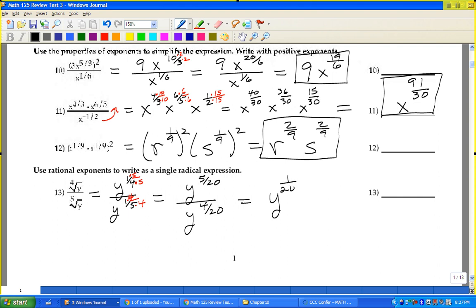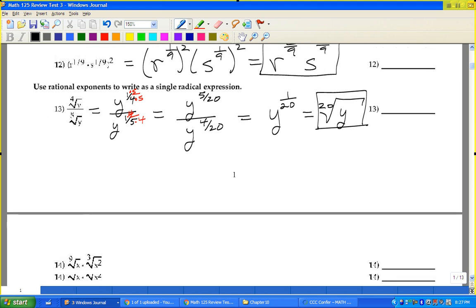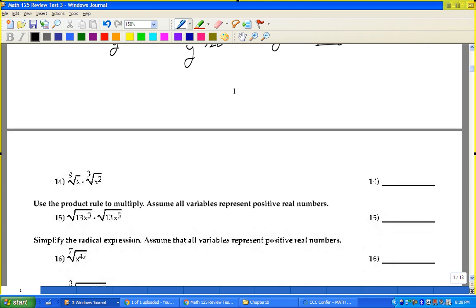is 1 over 20. And finally, they say to write as a radical expression. So let's write this as a radical expression. So this is the 20th root of y. And that is your answer. Any questions about that? Okay, next.